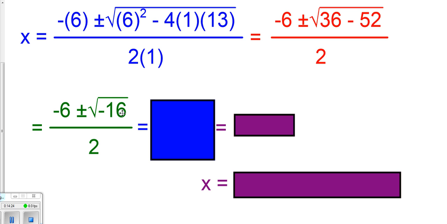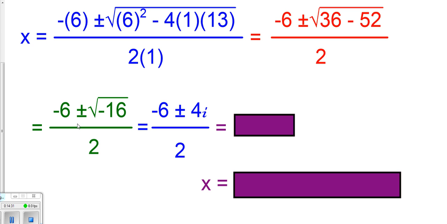Now normally before we would say negative 16 doesn't work. We can't have square root of a negative. But we know now that we can split that up into square root of 16 and square root of negative 1. So we would call this 4 times i. So we have negative 6 plus or minus 4 times i, all over 2.